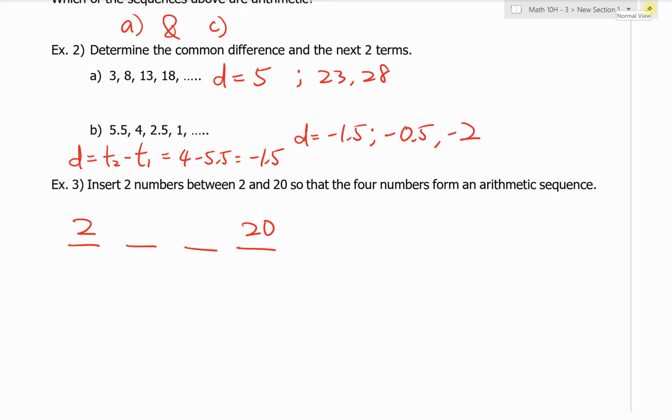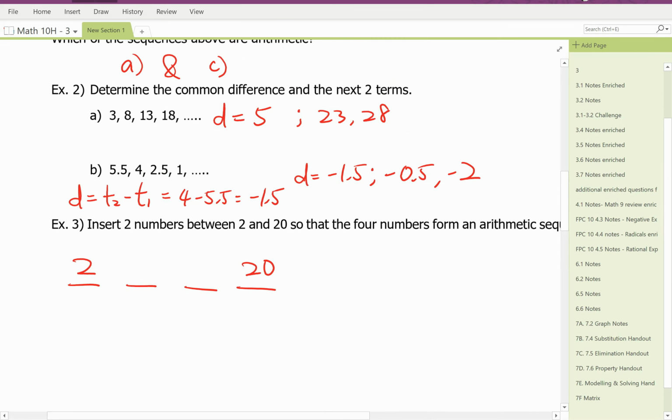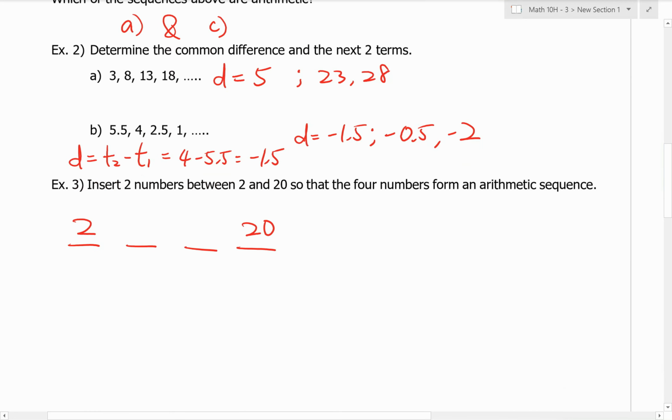Okay, so hopefully you figure it out. If you haven't, that's okay. I'm going to show you something quickly here. This is how I'm going to do it. We know that it's an arithmetic sequence, so to go to the next term from 2, from here to here, we need to add a common difference. From the second term to the third term, we need to add a common difference. And finally, from the third term to the last term, we need to add a common difference.